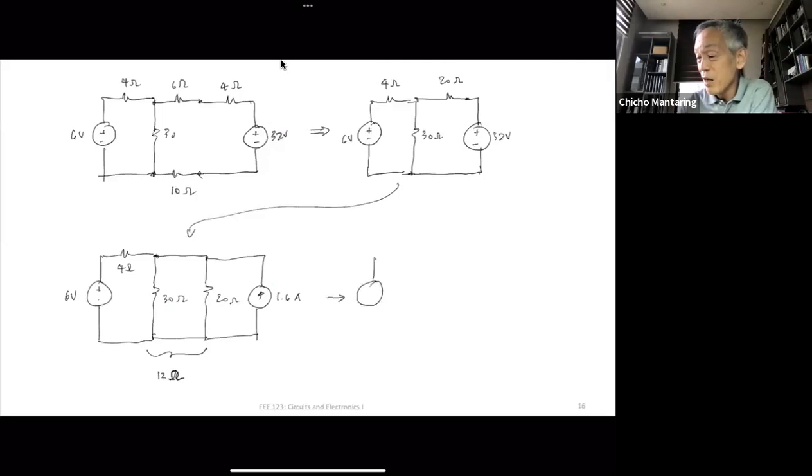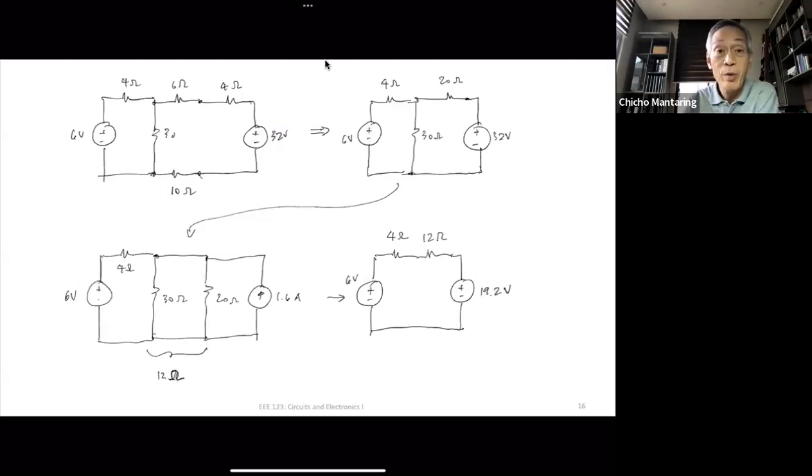Okay. I have 6 volts. I have 4 ohms. This parallel combination is 12 ohms. What is the value of my voltage source? Anyone? Has anybody answered in the chat? That's right, no? I saw in the chat. This is going to be 19.2 volts. Simply 1.6 times 12. 1.6 times 12 is 19.2.